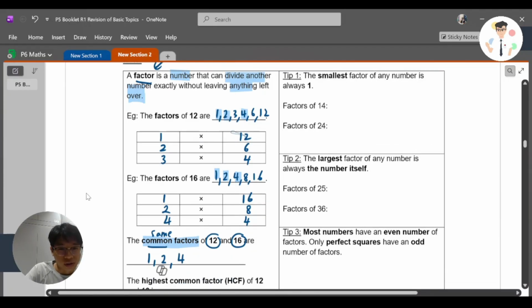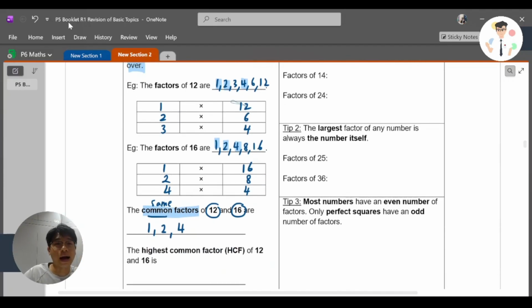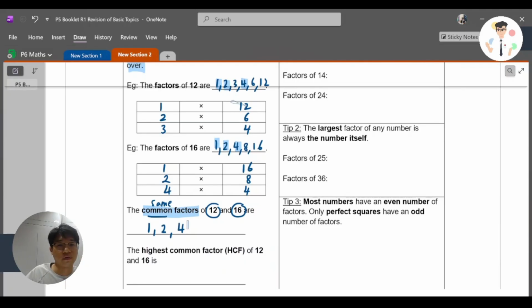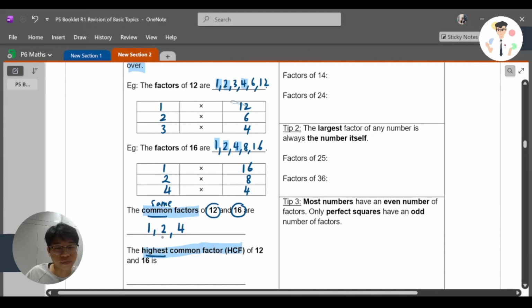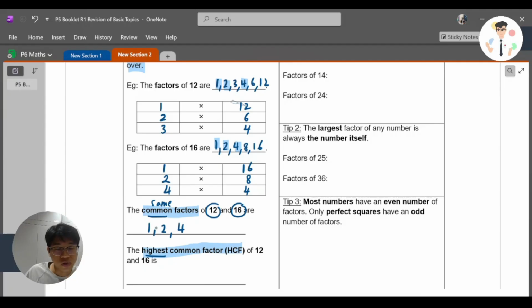But if you look further, there's something called the highest common factor, or in short HCF. What does HCF mean? Highest means the biggest number, the greatest number. Among 1, 2, 4, which one is the greatest? 4. So the HCF of 12 and 16 is 4.